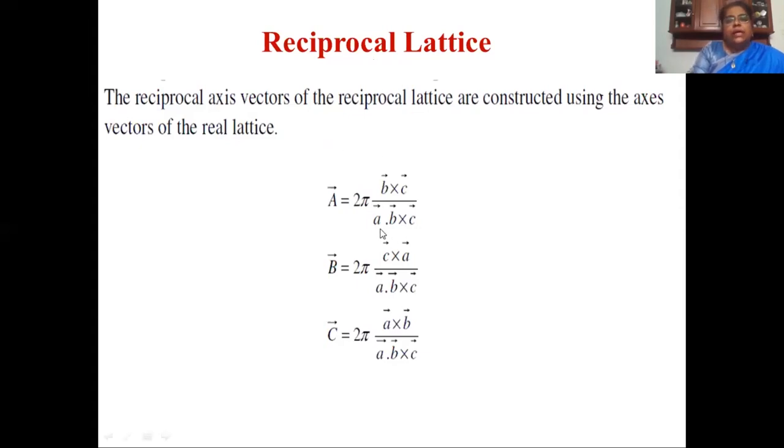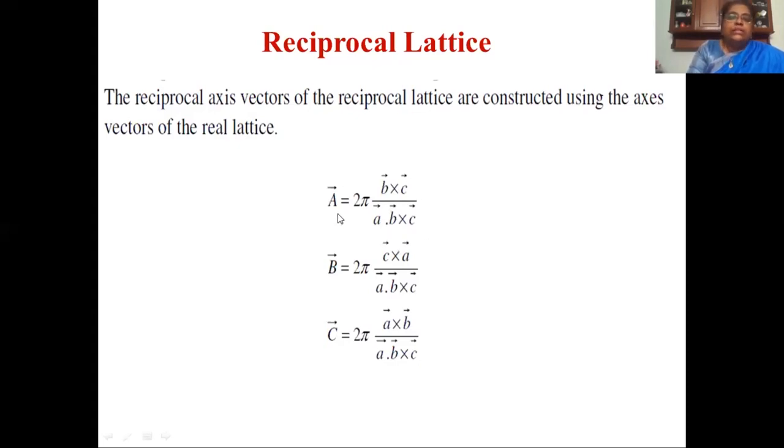So knowing A, B, C, A dot B cross C would be the volume. And to get the reciprocal lattice vector A, you must take the cross product of real space B and C. Similarly, you can get the reciprocal lattice B and reciprocal lattice C. Now look at this. B cross C, or in this case C cross A, or A cross B, would give only an area. And the denominator A dot B cross C would give volume. So area divided by volume, which leaves a dimension of length.